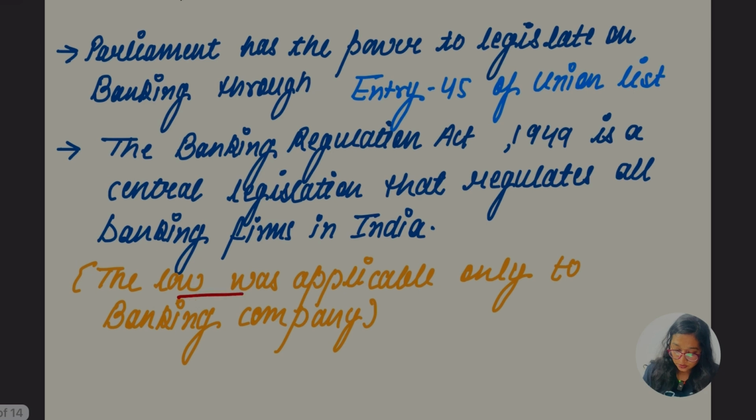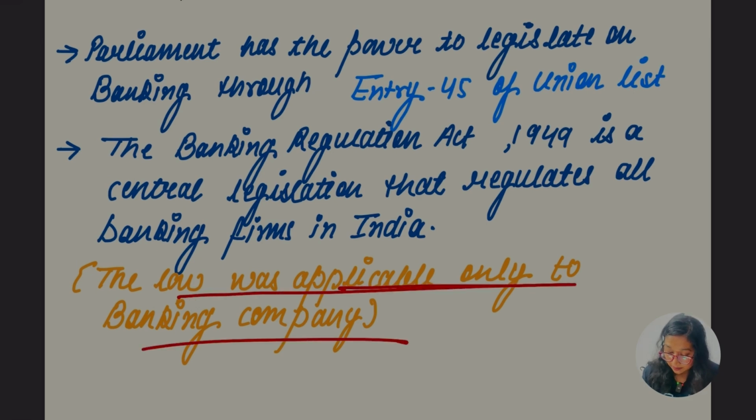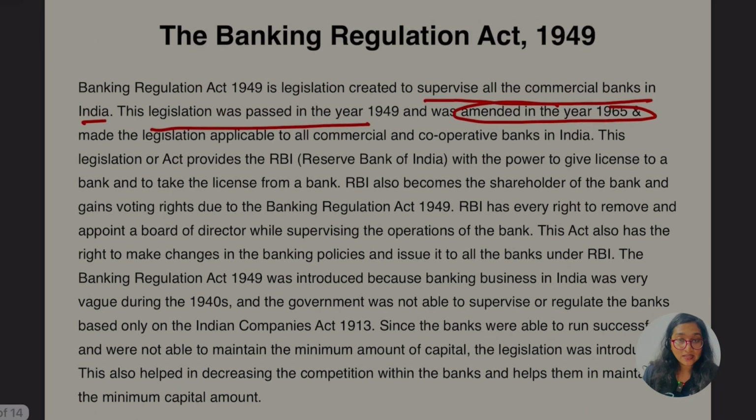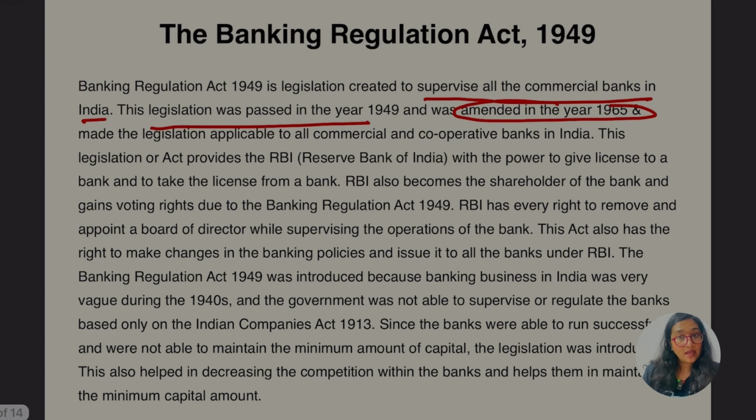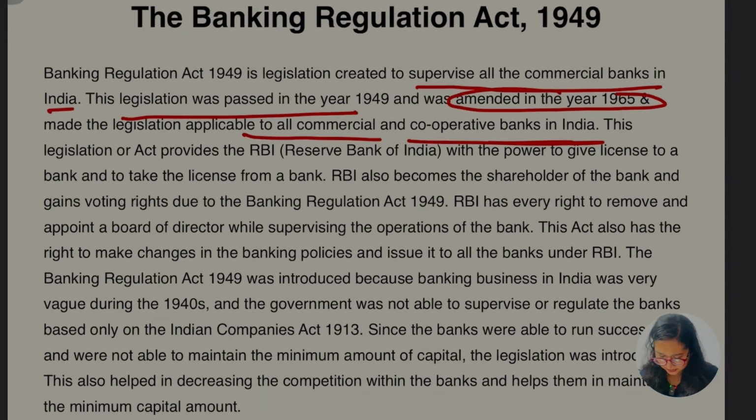So what I told you: the law was only applicable to the banking sector earlier, as per 1949, and it was amended in 1965, making the legislation applicable to all the commercial and cooperative banks in India. Is that much understood? Okay, very good.